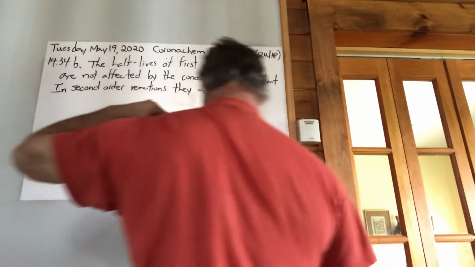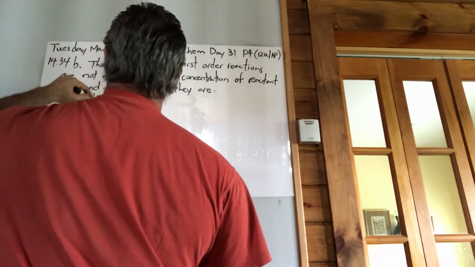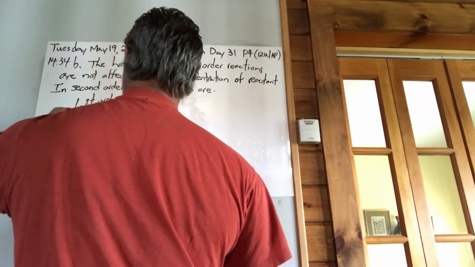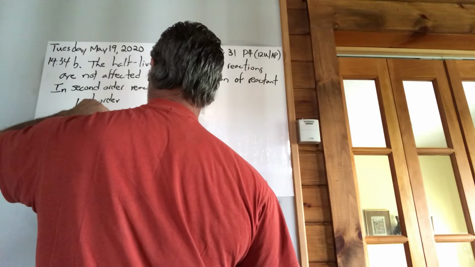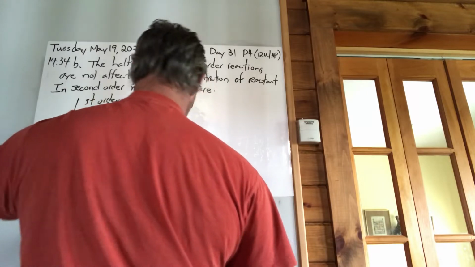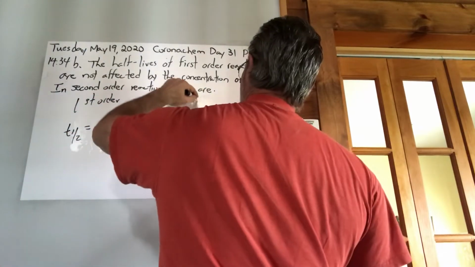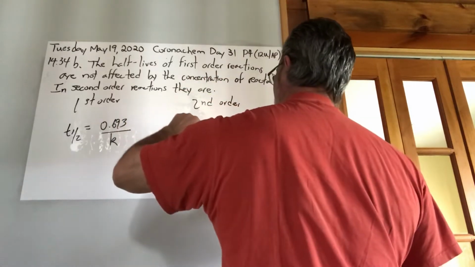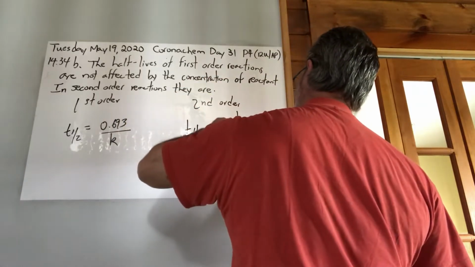And just to remind you, in first order reactions, T to the 1/2, the half-life for the reaction is given by 0.693 over K. Whereas in a second order reaction, T 1/2 is equal to 1 over A naught K.